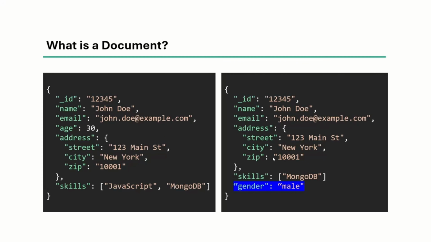And that's why we say that the documents of MongoDB collections are schemaless. They don't have any predefined schema. Two or more documents in the same collection can store different fields and different numbers of fields.